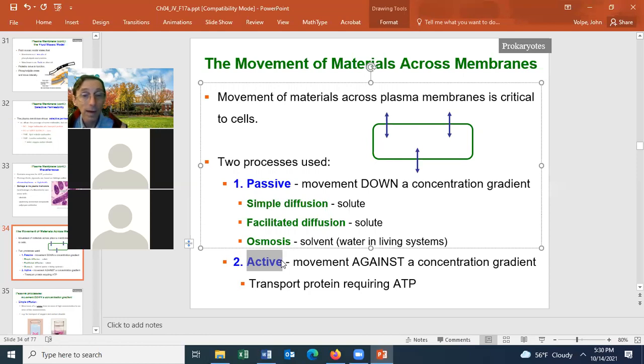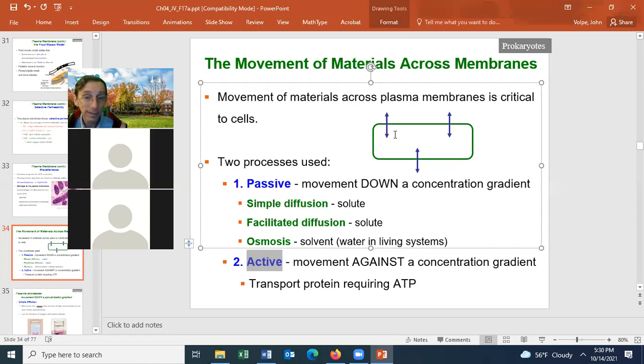All right. For the passive processes, the molecule is moving down its concentration gradient. Like oxygen will be more in the blood, higher in the blood than in the cell. And so the oxygen will move into the cell by a passive process, in a simple diffusion actually. And it's moving from areas of high concentration to areas of low concentration. Any question about that?